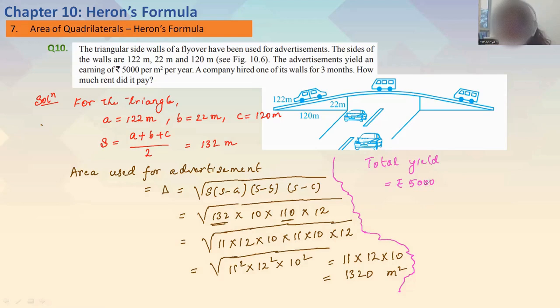Do you know the unit of the final answer here? Anya, what will be the unit of the final answer? Total yield. Rupees. Why rupees? Where do these meter squares go?